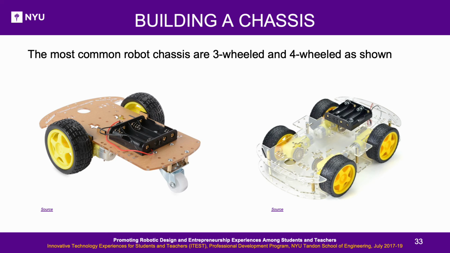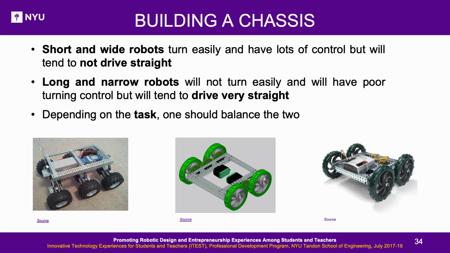Building a chassis. The most common robot chassis is 3-wheeled and 4-wheeled as shown. For 3-wheeled chassis, one of the wheels should be a caster wheel along with the other fixed wheels to maneuver easily. Building a chassis. Short and wide robots turn easily and have lots of control but will tend to not drive straight. Long and narrow robots will not turn easily and will have poor turning control but will tend to drive very straight. Depending on the task, one should balance the two.